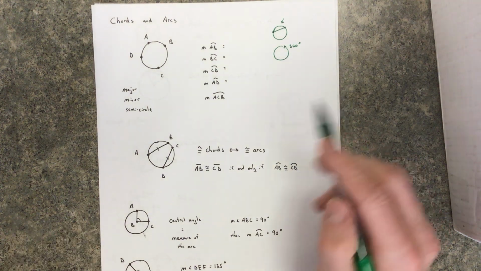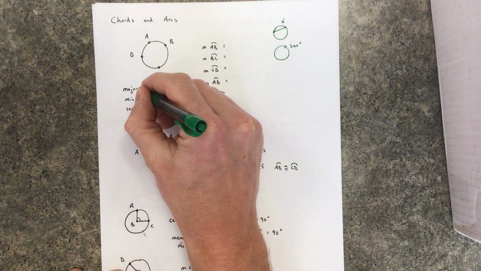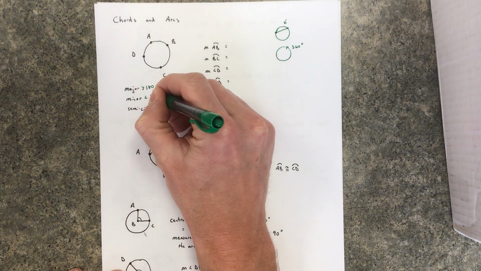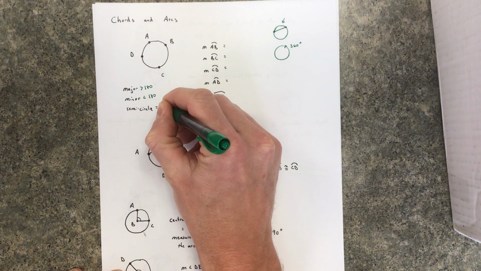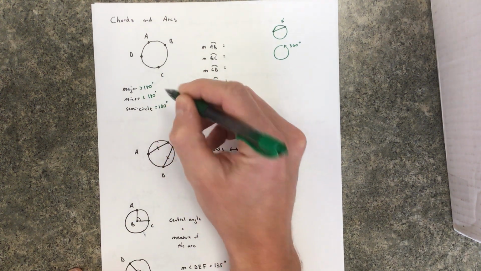So there are major arcs, which are going to be greater than 180, right? Those are greater than 180. Less than 180 if you're talking about a minor arc. And then a semicircle, well, that's just going halfway around. That's exactly equal to 180, right?